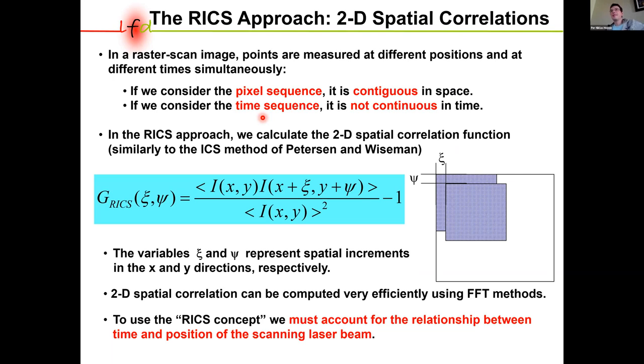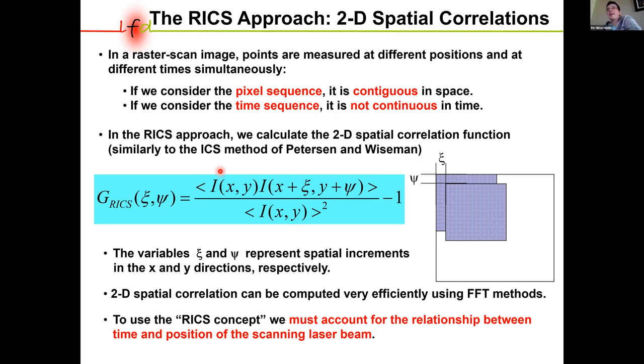Okay, so let's recap. So in the raster scanned image, points are measured at different positions and at different times also. If we consider the pixel sequence, it's continuous. If we consider the time sequence, it's not continuous because, as you know, we're scanning one line and jump back, scanning one line, jump back, and so on.